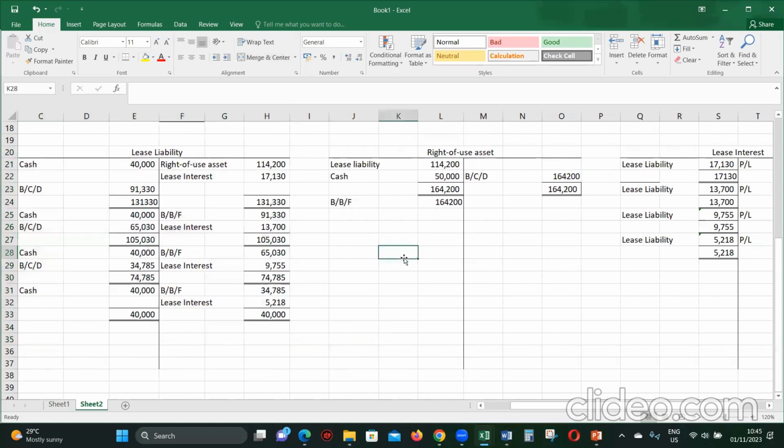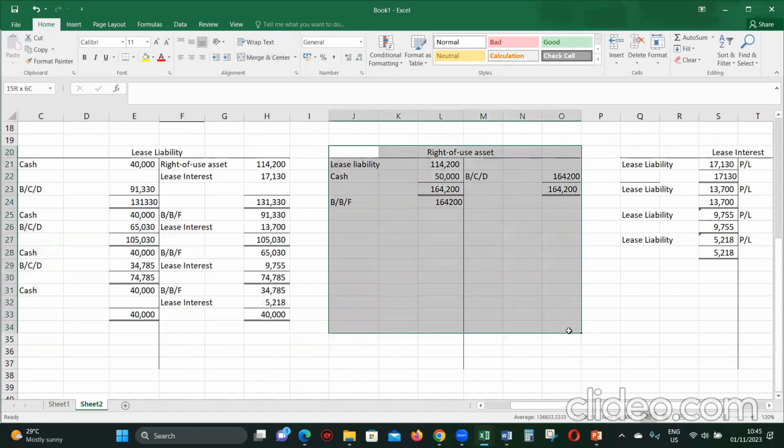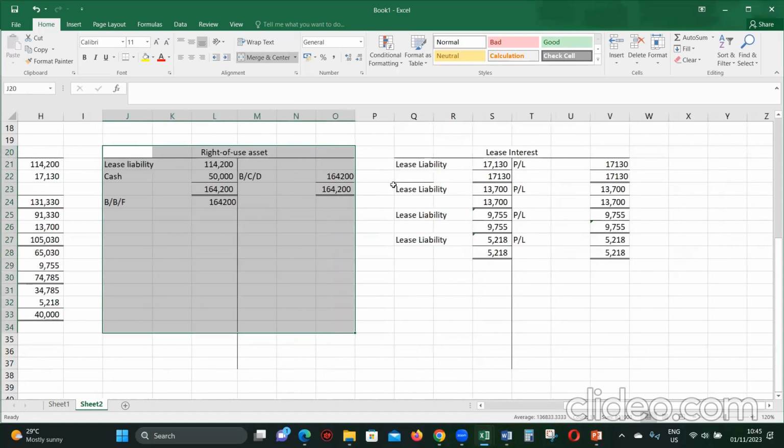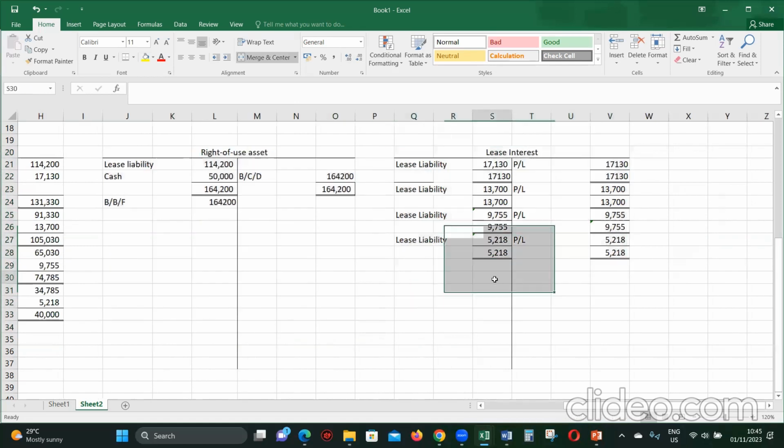So your right of use asset, there are no changes. It is going to continue. And then your lease interest, for the first year, second year, third year, and fourth year.